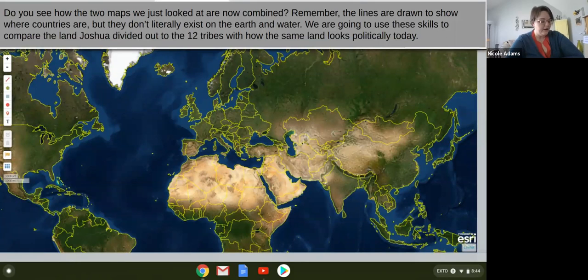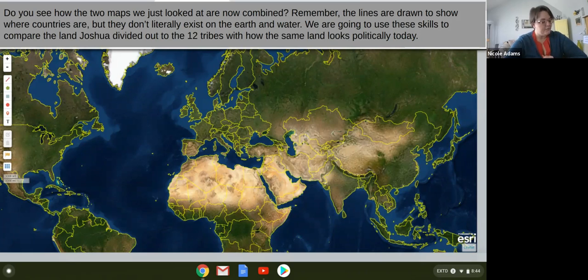Okay, so what do we have here? We have the first two maps combined now, the political map with the satellite image. The satellite image shows us the land as it is, and then of course we added in the borders of the countries. That's the political feature.